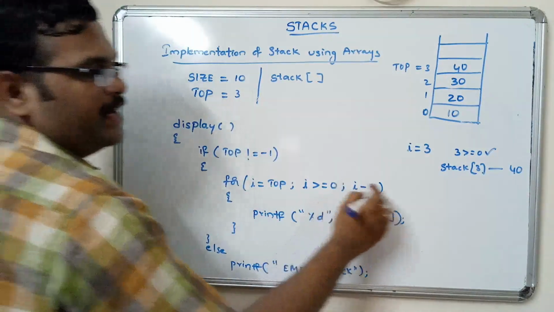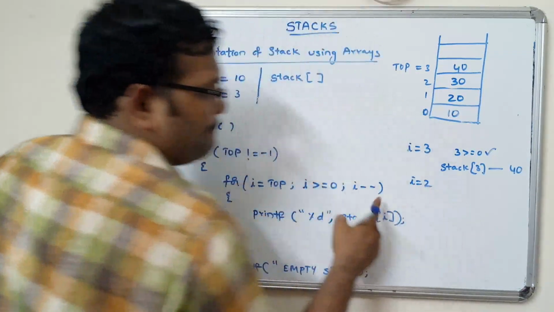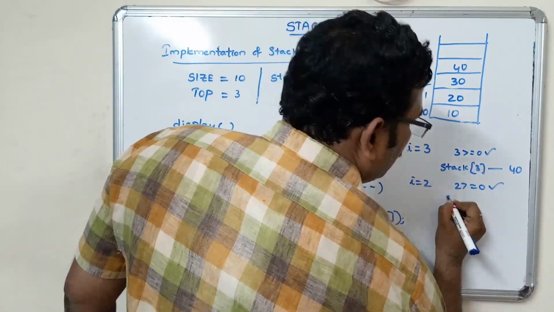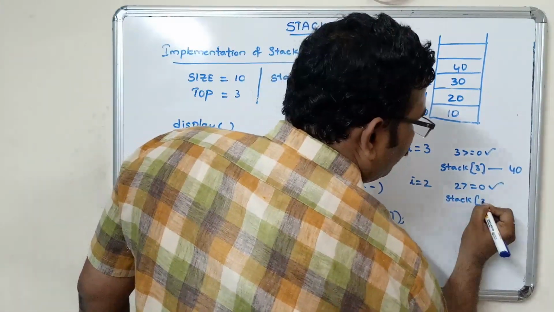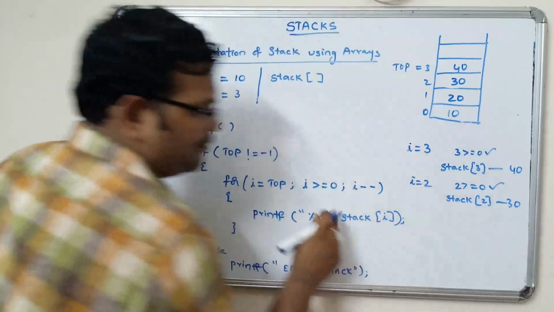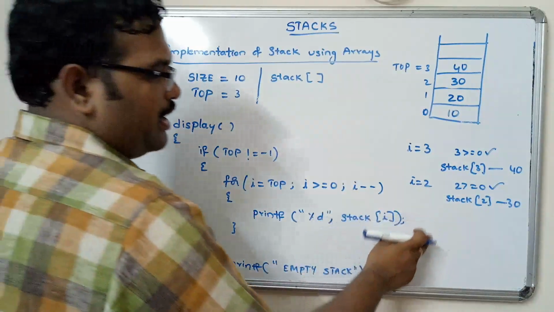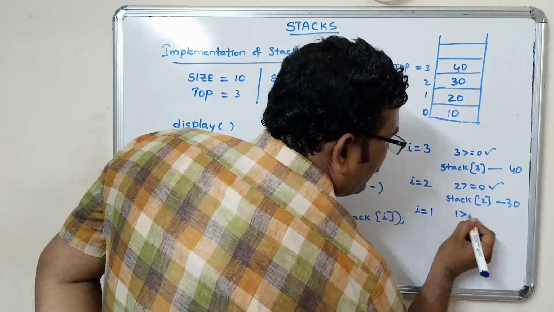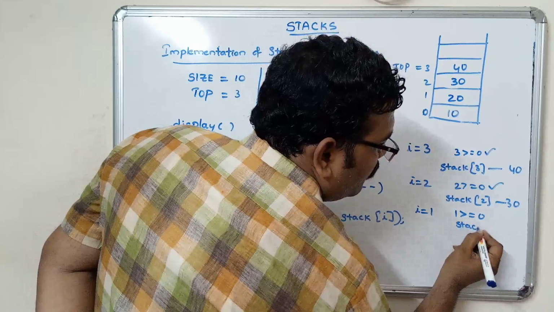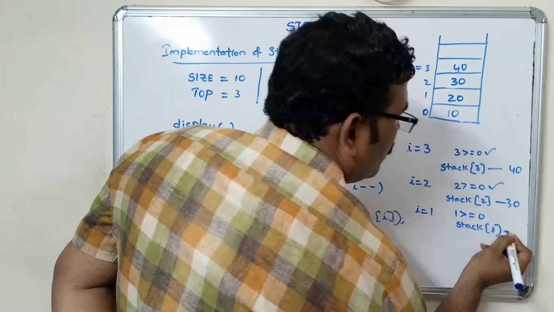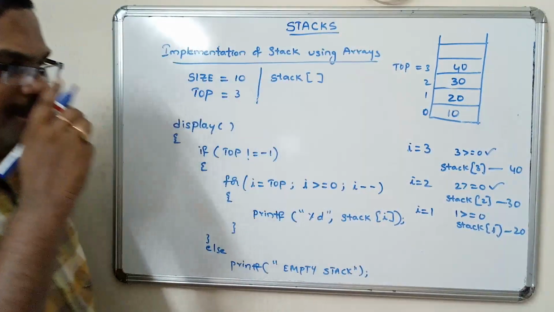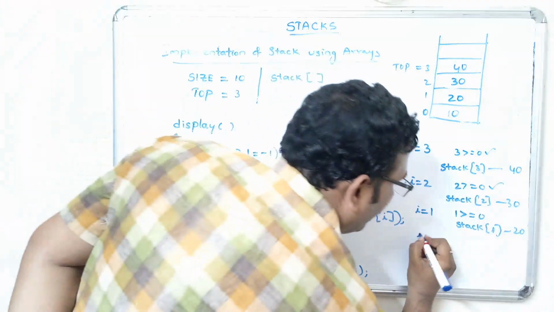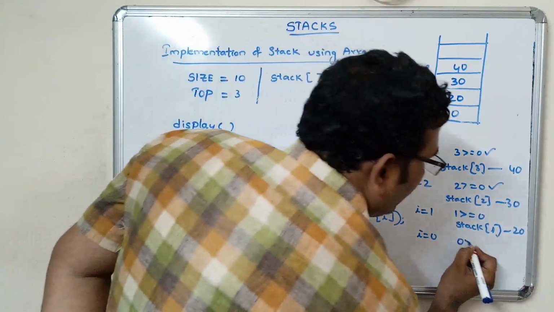Next, i minus minus. Now i is equal to 2. Then again 2 greater than or equal to 0. True. Then print stack of 2, which is 30. And again i is decremented. Now i is equal to 1. 1 greater than or equal to 0. You need to print stack of 1, which is 20. Right? Next i is decremented. Now i is equal to 0. So 0 greater than or equal to 0.